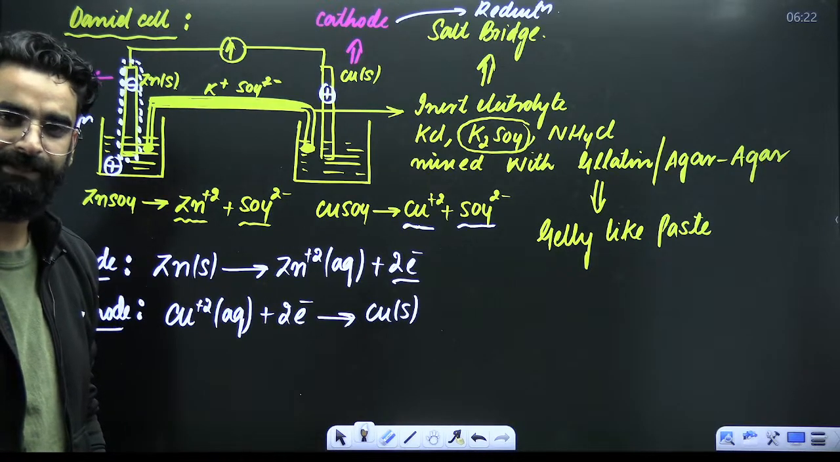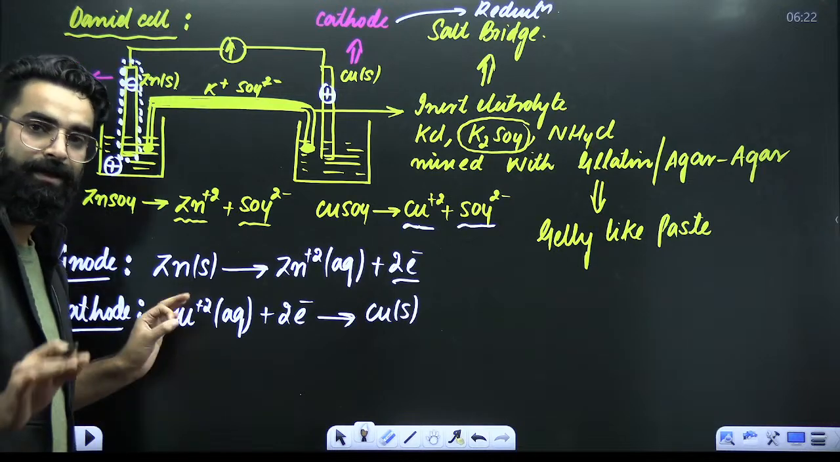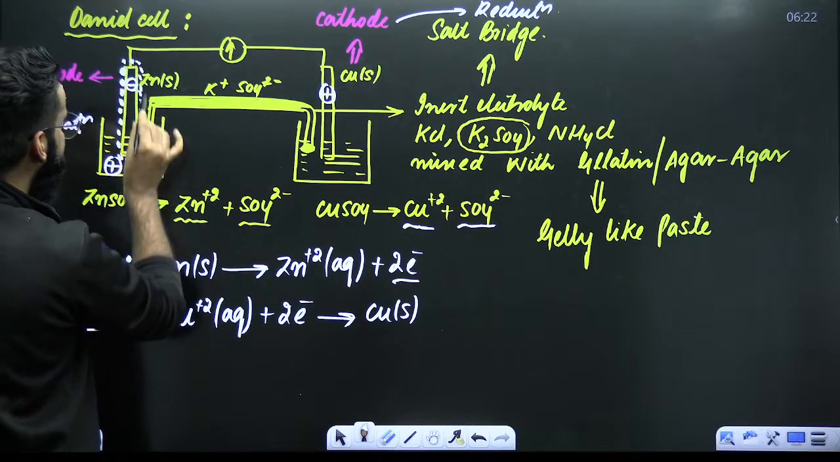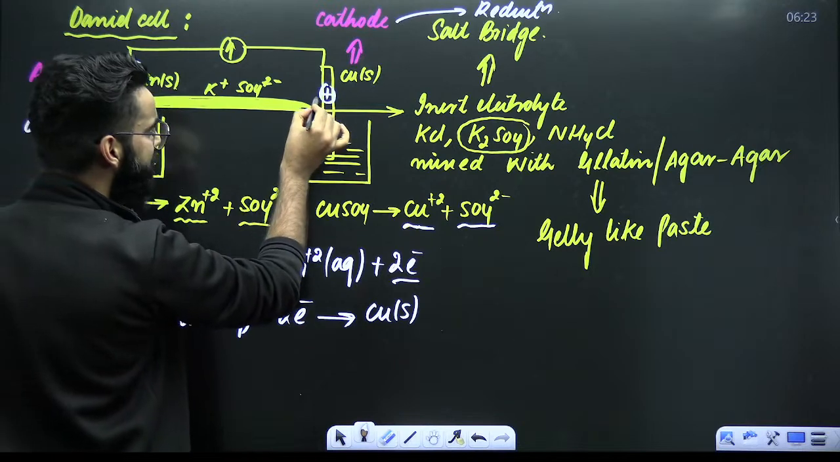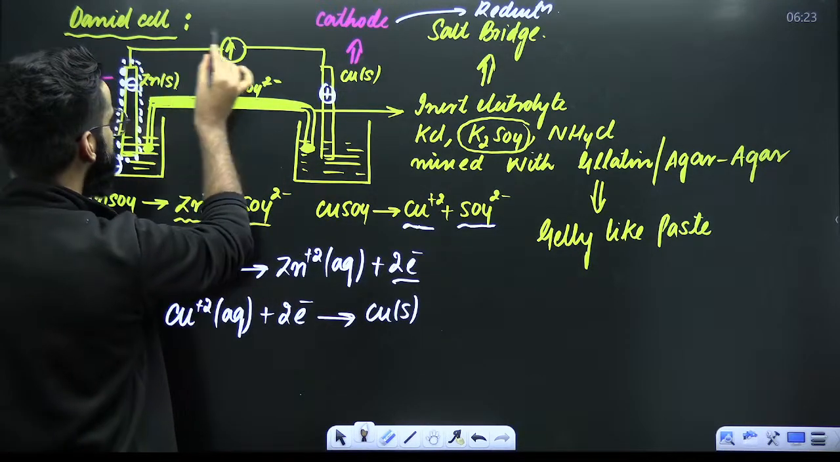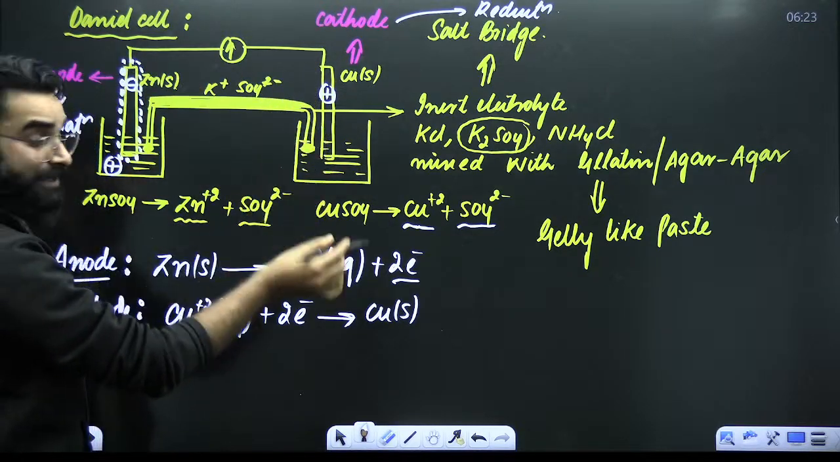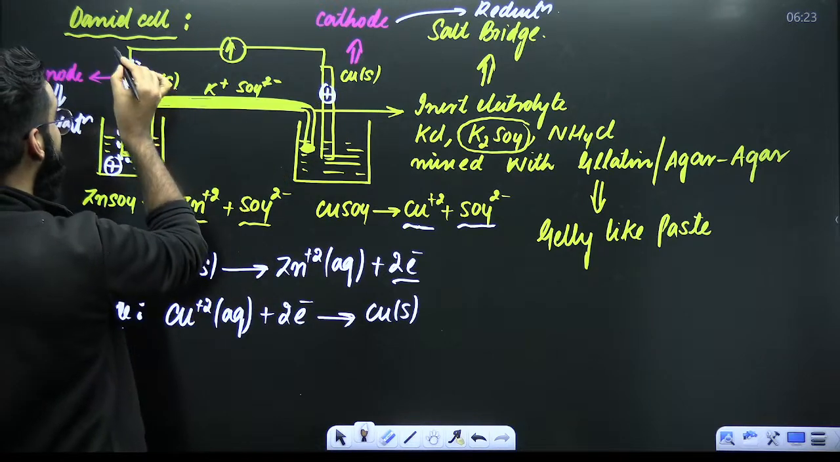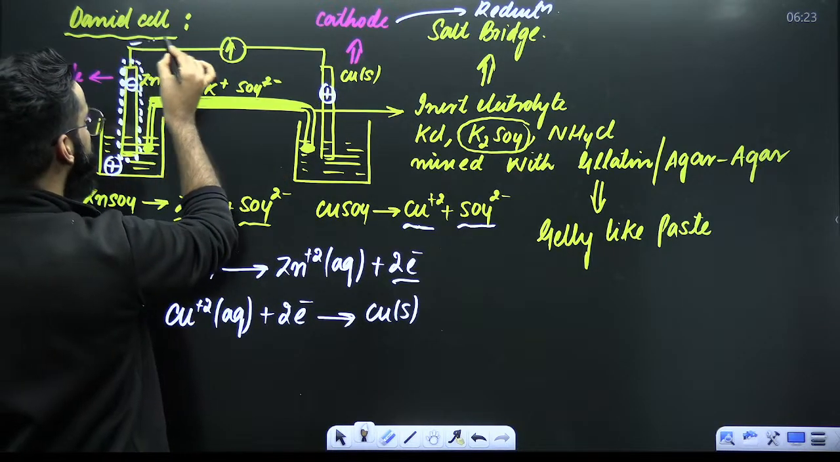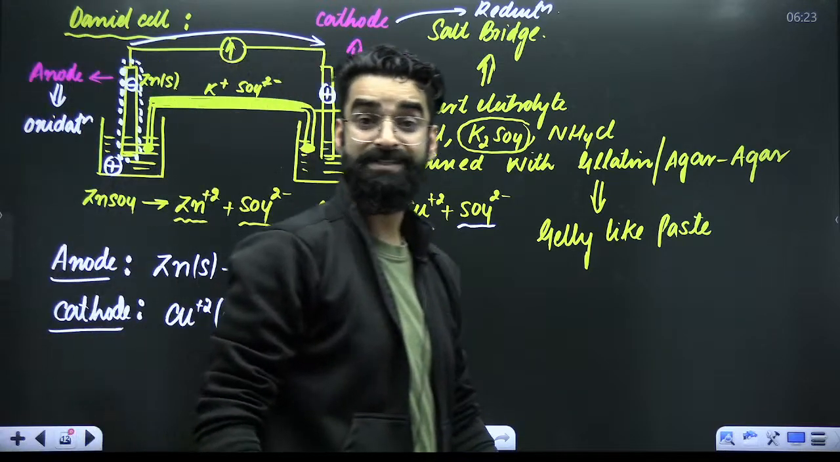Now we will try to understand one simple thing. At anode, oxidation happened. At cathode, reduction happened. Now, on this rod, electrons are accumulated, and on this rod, there is a positive charge. Can I say this positive charge is going to attract these electrons towards itself, since the path is already created? This positive charge is going to attract these electrons. Right? It's going to pull these electrons towards itself. Perfect.